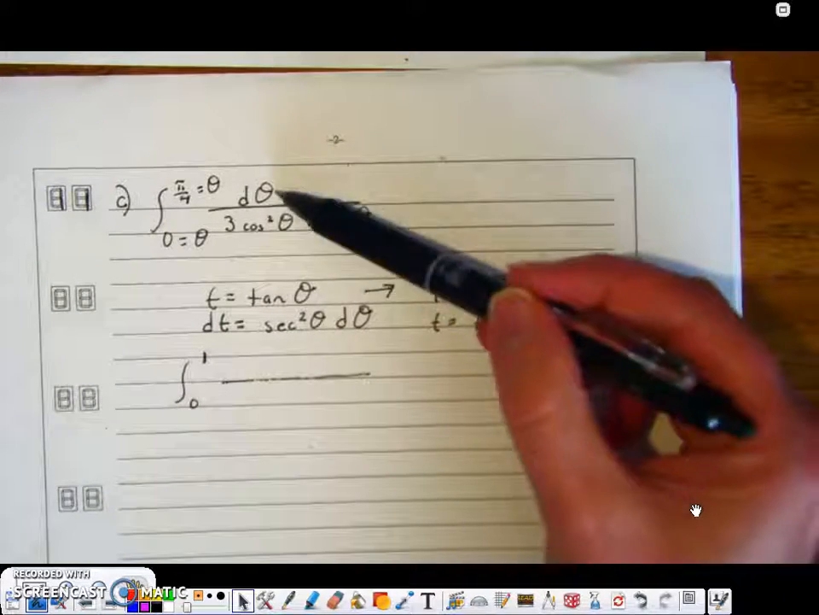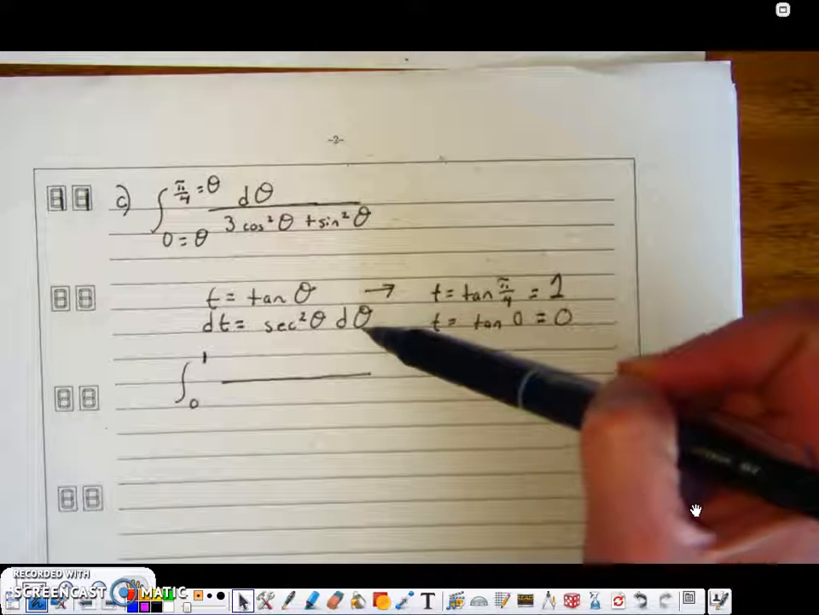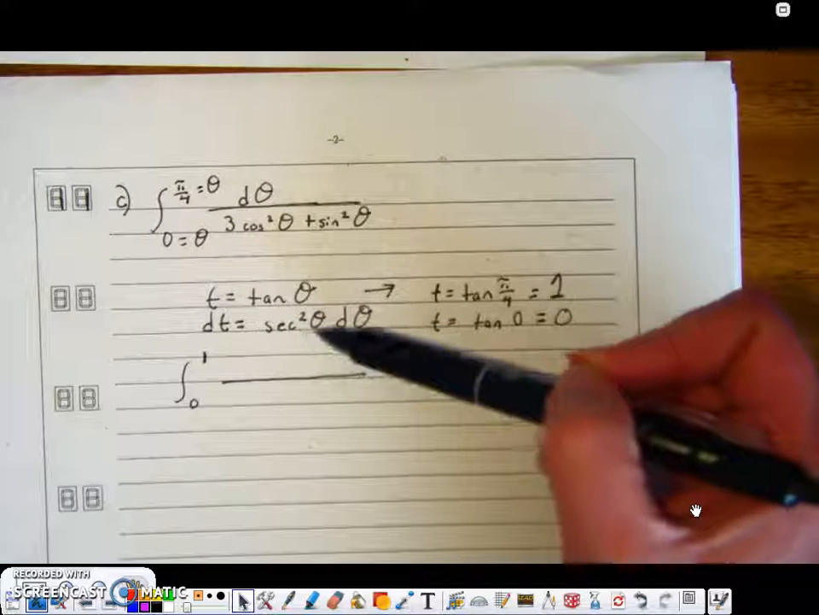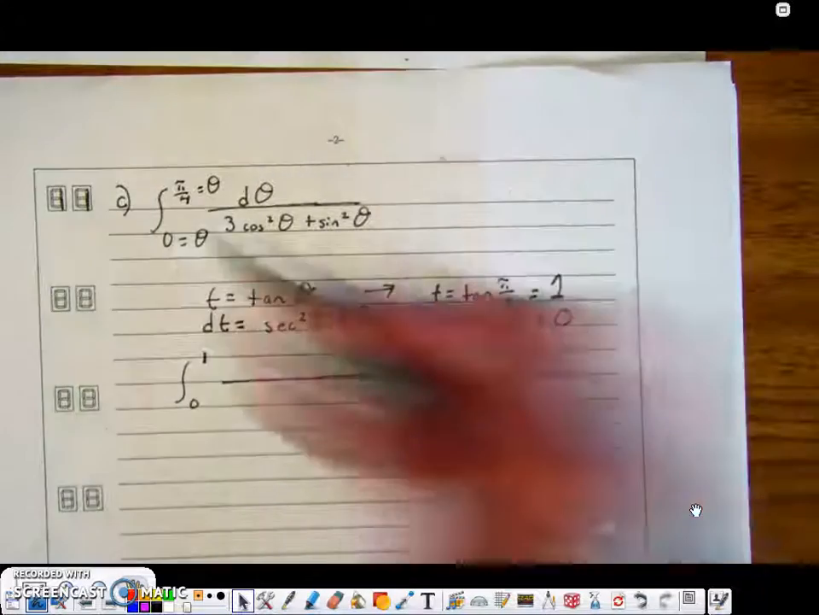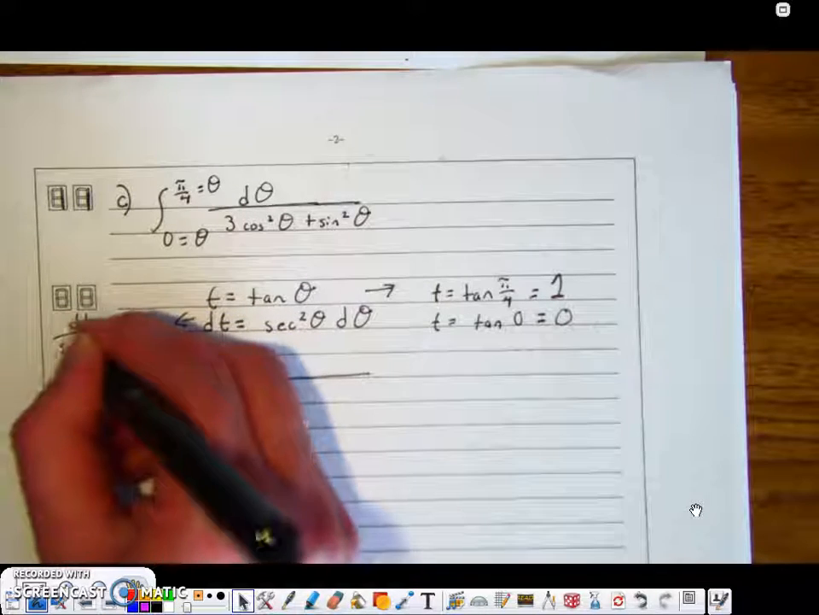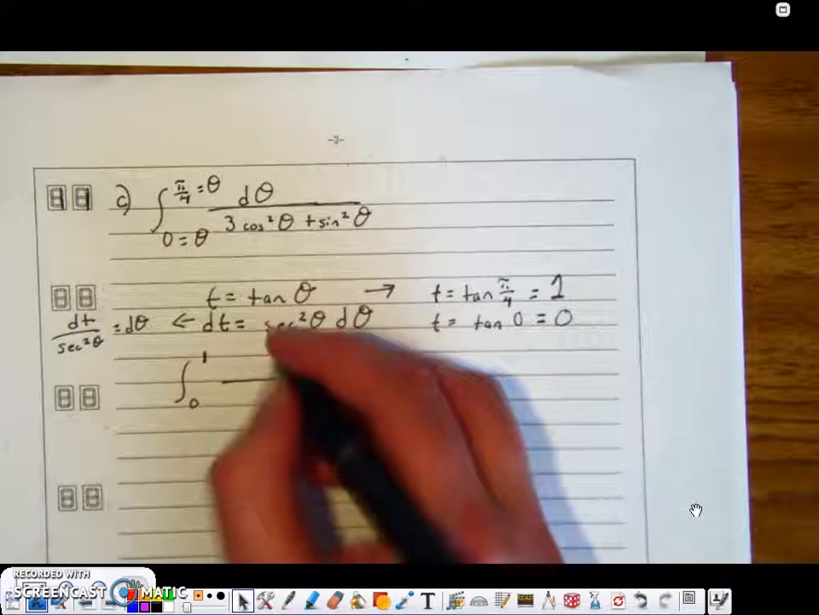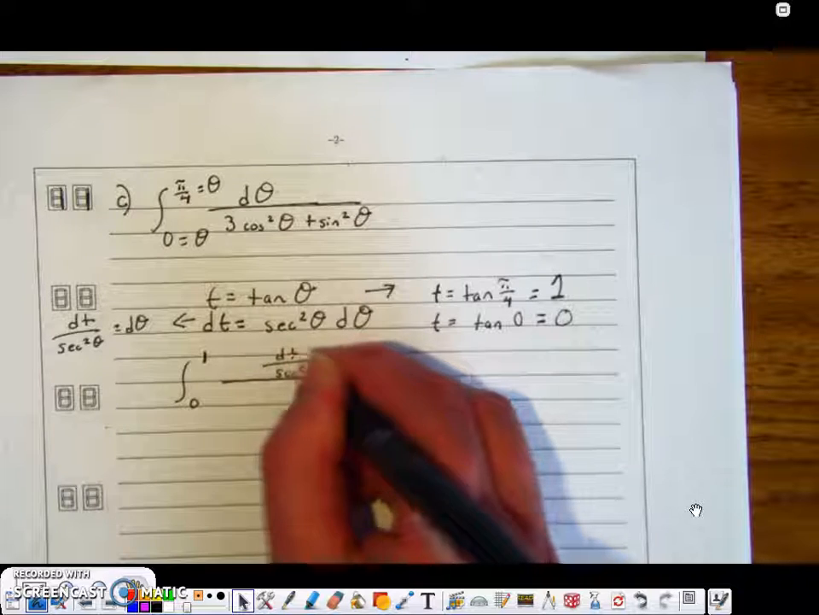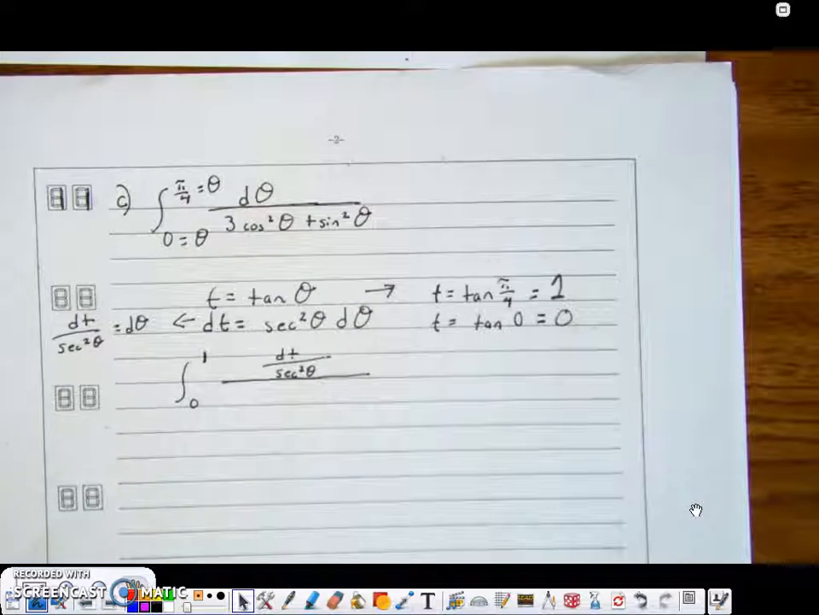Now I have to substitute in for all these things with theta in it. So for d theta, I've got to solve this for d theta. If I get d theta by itself, it would be dt over secant squared. Does that make sense? Yes, no, maybe? I'm saying if you take this, it'd be dt over secant squared theta that would give you d theta. So I'm going to put that in. Now I really haven't done exactly everything I'm supposed to do yet because I still have a theta in this, but I'll take care of it in a minute.